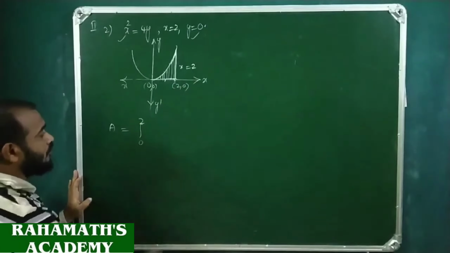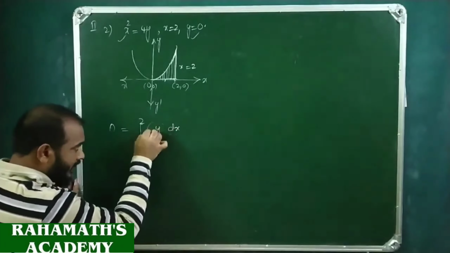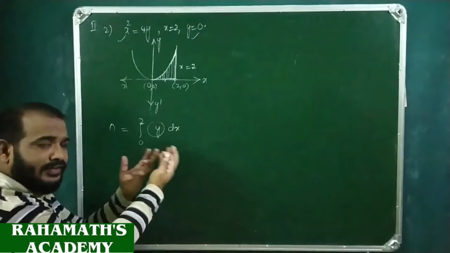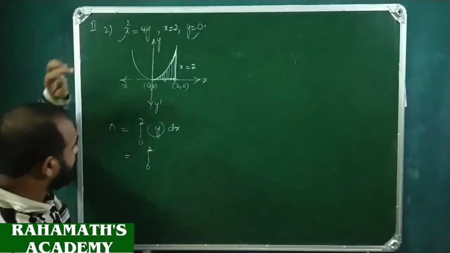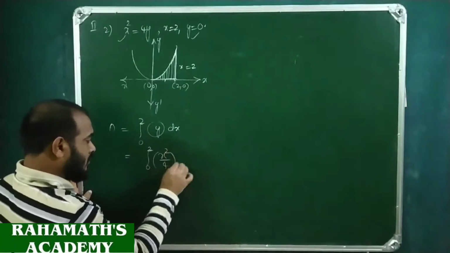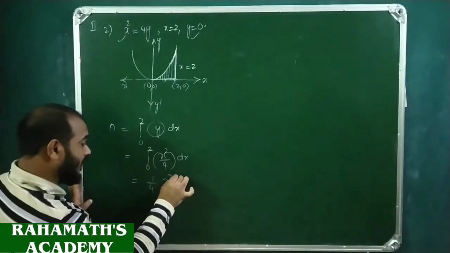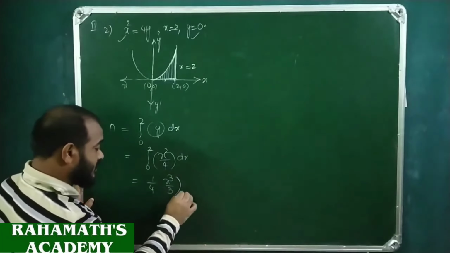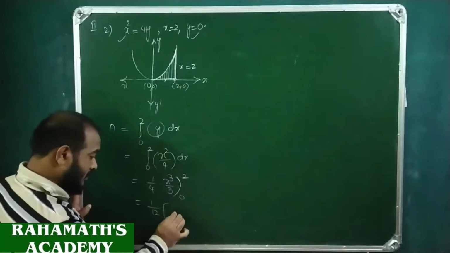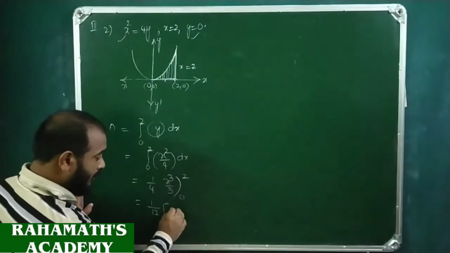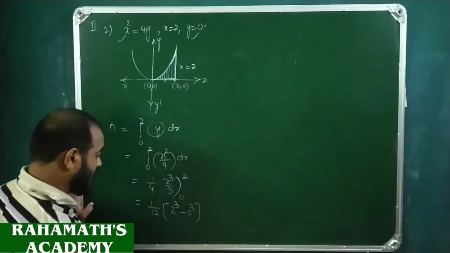So area is equal to, from 0 to 2, the limits of x, y dx. Y is after all, ultimately, a function of x only. So 0 to 2, what is y here? X square by 4 dx. So 1 by 4, integral x square dx is x cube by 3. The process of integration is over. 0 to 2 are to be written here. 1 by 4, 3s are 12. In the place of x, substitute upper limit 2 cubed minus, in the place of x, lower limit 0 cubed.